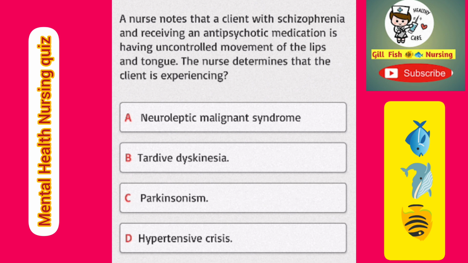A, neuroleptic malignant syndrome. B, dyskinesia. C, Parkinsonism. D, hypertensive crisis. That is uncontrolled movement of the lips and tongue. So the correct answer is tardive dyskinesia. Why? It is characterized by uncontrollable involuntary movement of the body and extremities. Okay, this is called tardive dyskinesia.